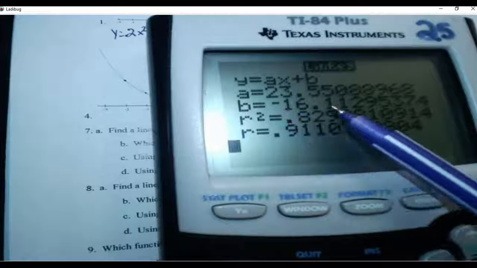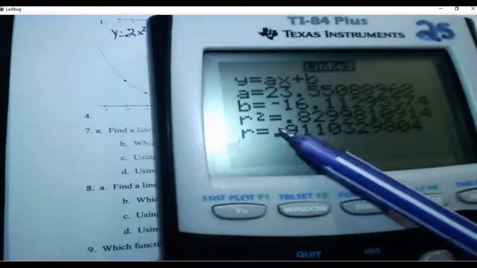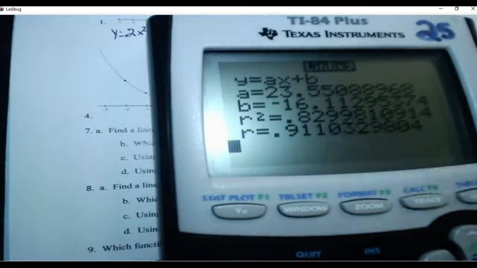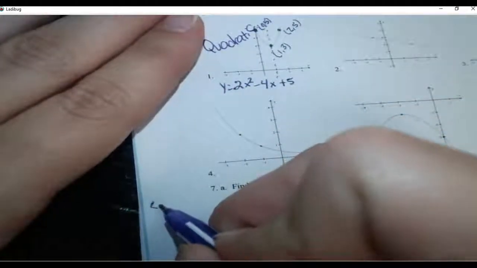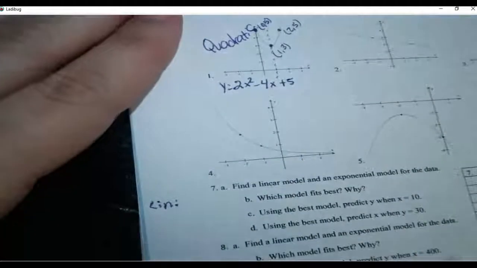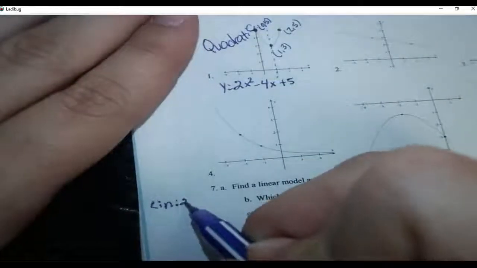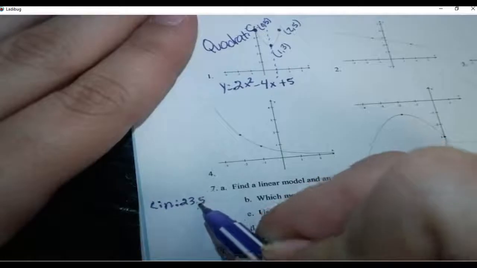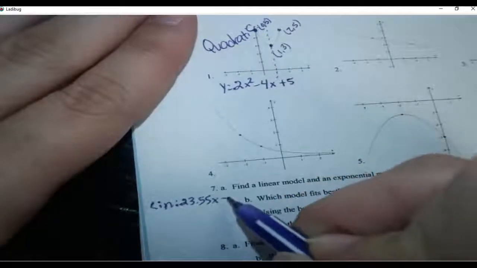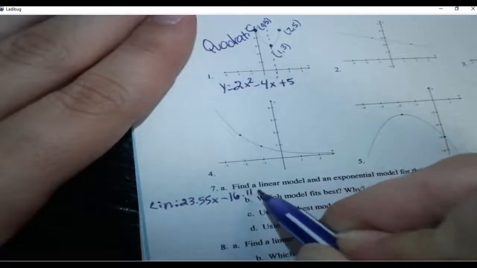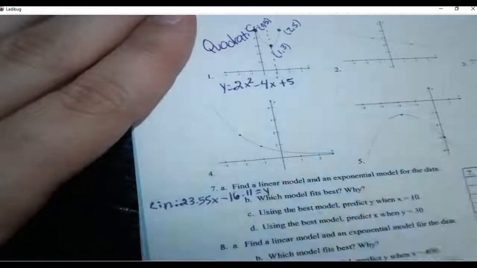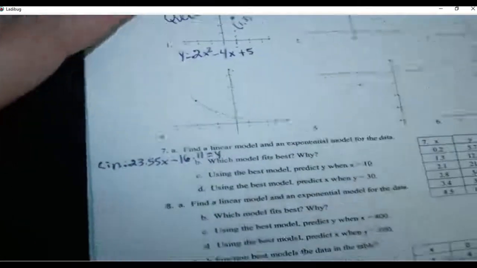So we've got 23.55x minus 16.11, and this r squared is 0.82998. So let's write that one. So linear, we've got 23.55x minus 16.11 equals y. And then this r squared is 0.8299.